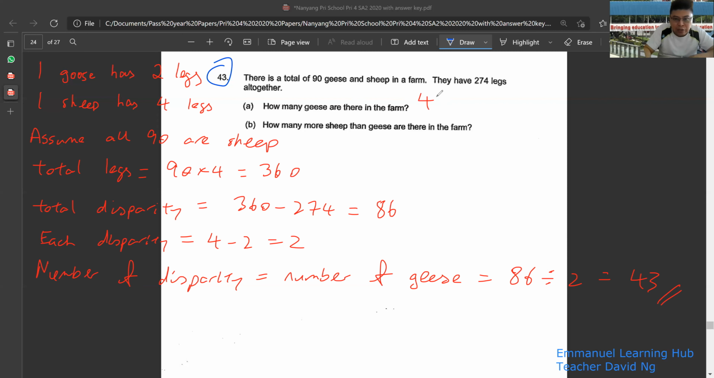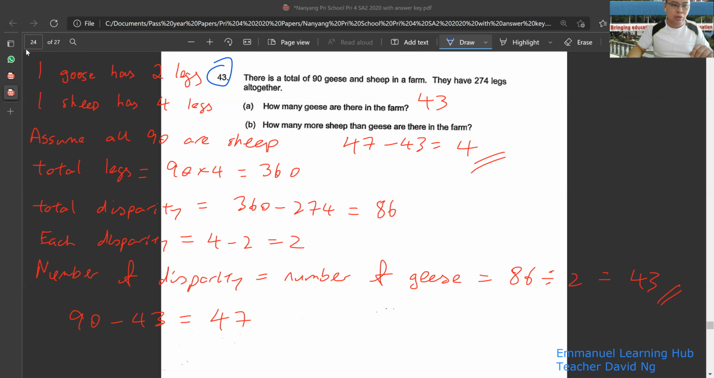So there's 43 geese. How many more sheep than geese are there in a farm? So 90 minus 43 is equal to 47. 47 sheep, right? Okay, 47 minus 43 equal to 4. So there are 4 more sheep than geese. Okay, understand? Yes. Any more question? No.